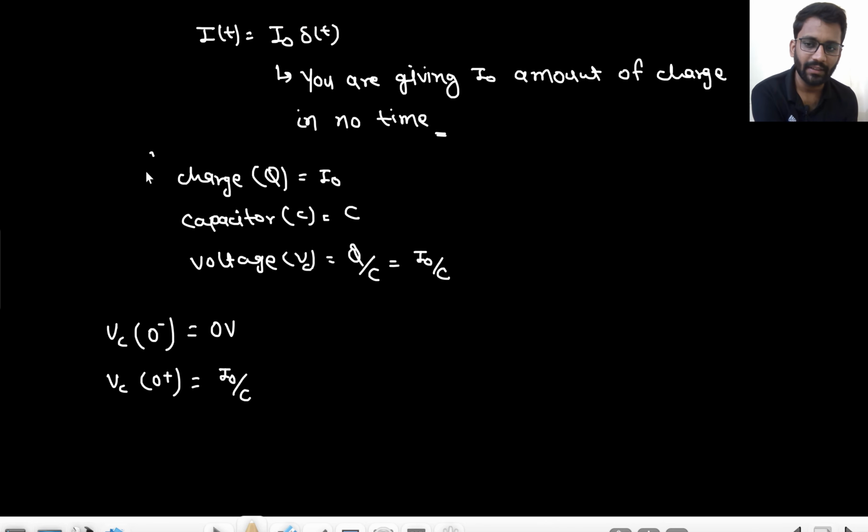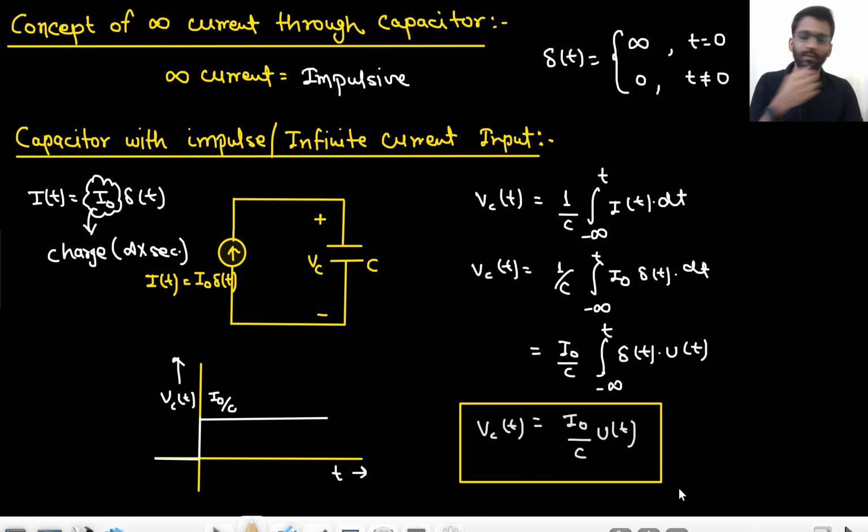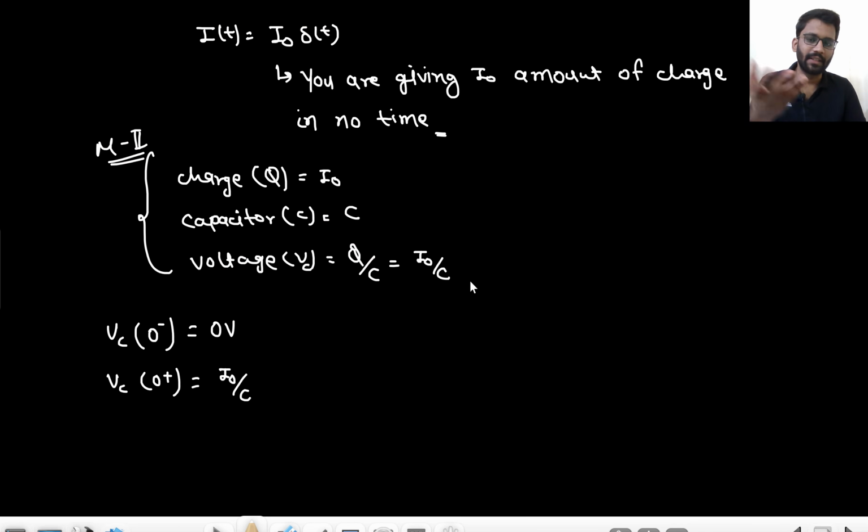This was just another way. I will just call this method 2. This was just method 2 to tell what the VC waveform will be. This was the equation: you can think I naught amount of charge is given and the capacitor is C, so what will be the voltage? I naught by C. So here VC 0 minus was 0 volt and VC 0 plus is I naught by C. So what do you understand here?